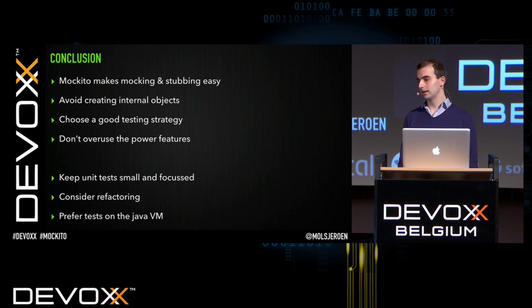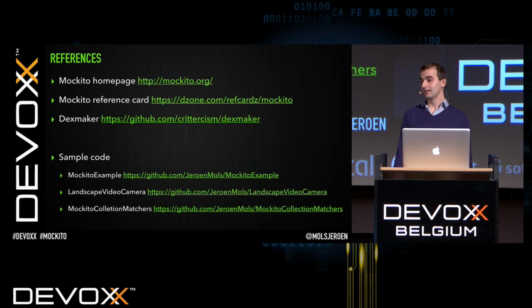But wrapping things up, we can say Mockito is really easy to use, and makes mocking and stubbing really easy. Don't create objects internally, because that makes things hard to test. As a team, choose a testing strategy. It doesn't really matter too much what strategy you choose, as long as you're consistent about it, and don't overuse the power features. Unit tests should be small and focused. Consider refactoring. Unit testing code is exactly the same as production code, so you need to treat it with the same care. Otherwise, it's going to bite you later on. And prefer your tests on the Java JVM, which won't really be a problem for most of the audience, I guess. So that was it.